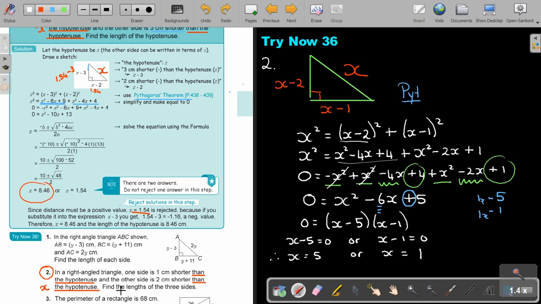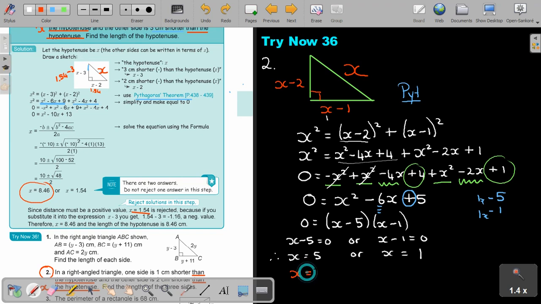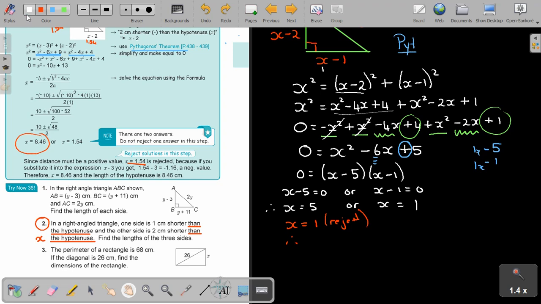But now don't stop. Find the lengths of the three sides. If you substitute 1 there, 1 minus 1 is 0, then the side is not going to exist. So let's just end nicely: x equals 5. So what is the question? Find the length of the three sides.